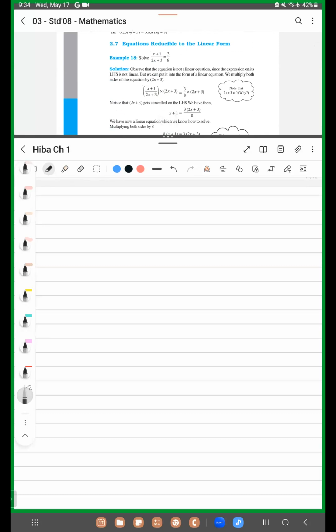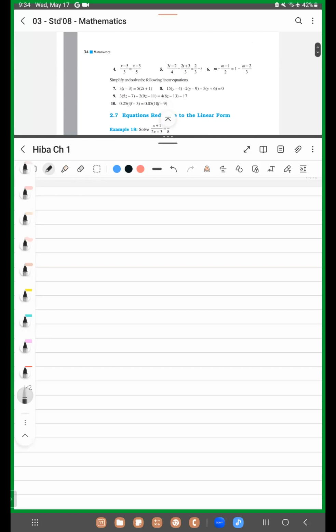(x plus 1) by (2x plus 3) equals 3 by 8, ठीक है? Equals 3 by 8. हमने क्या देखा था? Let's color code these so that it's easier. हाँ. Okay, before we come to this, let's revise a little bit.